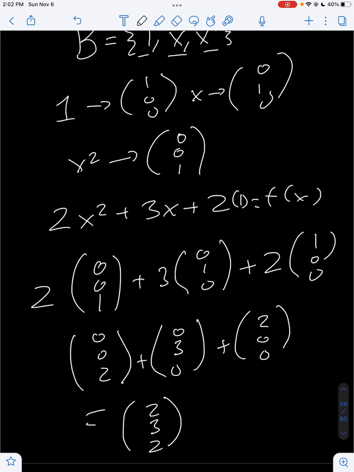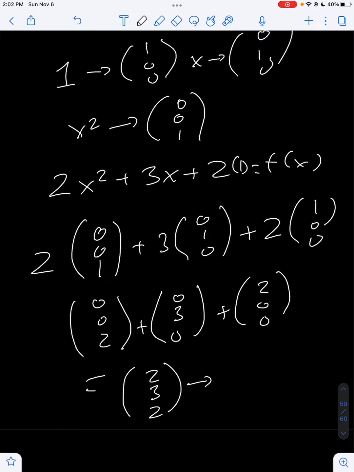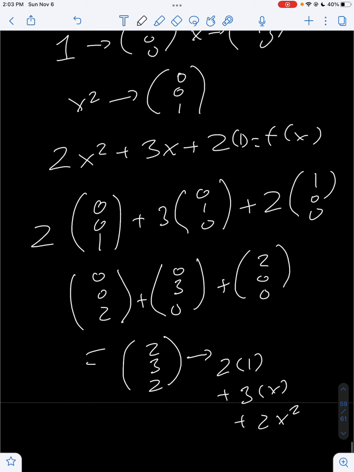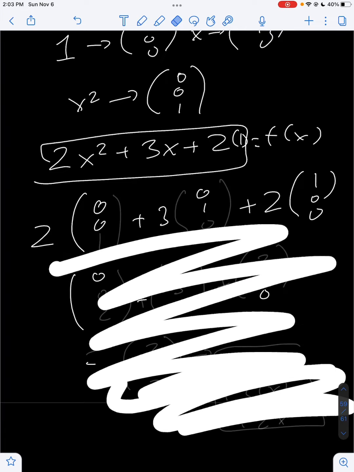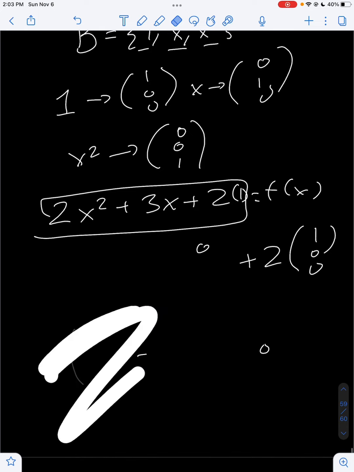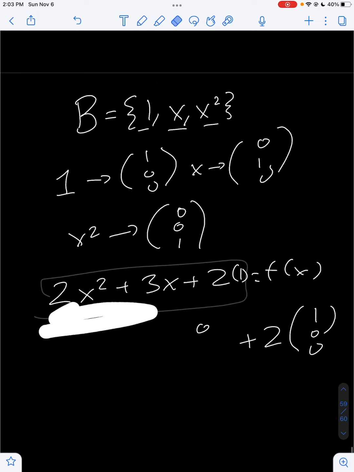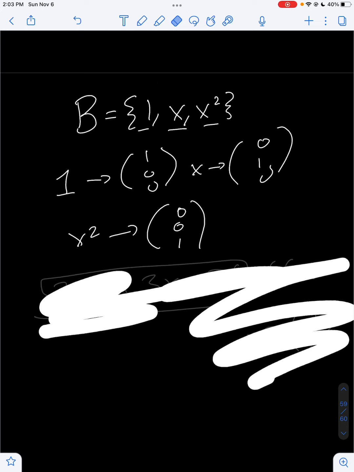And then we can write that out as 2 times 1 plus 3 times x plus 2x squared, which is exactly what we originally had for our function. So that's how we can write a general function in terms of these vectors, and we can use this to motivate us writing the derivative as a matrix.